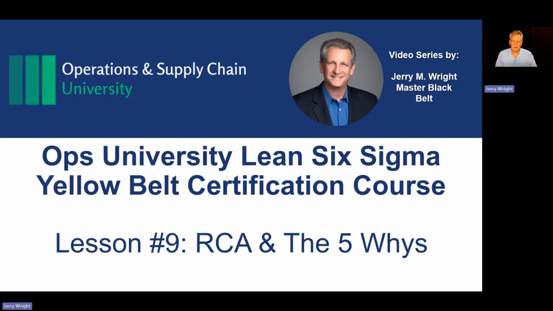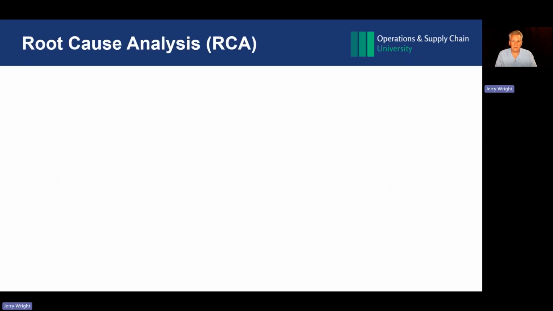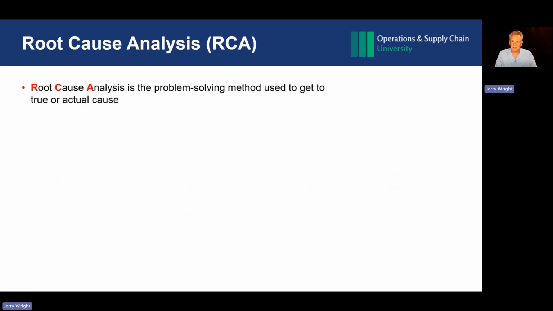I'm Jerry Wright. This is the Ops University Lean Six Sigma Yellow Belt Certification Course, Lesson Number 9, RCA and the 5 Whys. So, root cause analysis, or RCA. Root cause analysis is the problem-solving method used to get the true or actual cause, not just address a symptom.